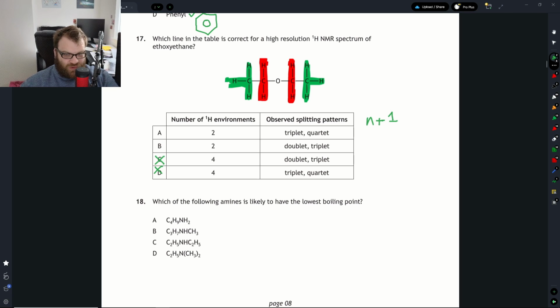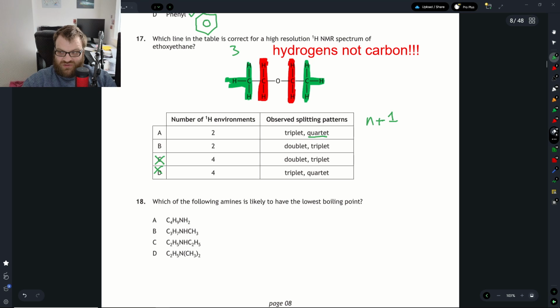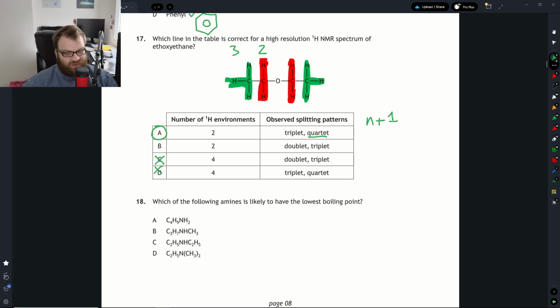Next, we're using the N+1 rule. That means that when we look at the particular environment, we look at how many carbons are adjacent. In this case, we've got 3 carbons adjacent. We add on 1. This means that that will show up as a quartet. This is 4. If we're focusing on the CH3 part, that is beside 2 carbons. That means that that's going to give rise to a triplet. That makes our answer A. We have a triplet and a quartet. That's the N+1 rule. Look at how many hydrogens are on the surrounding carbons, then add on 1. That gives you your splitting pattern.